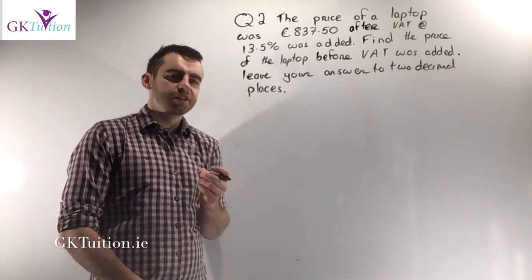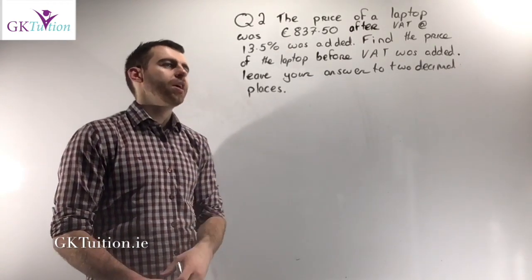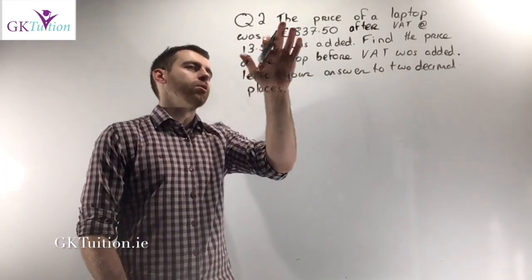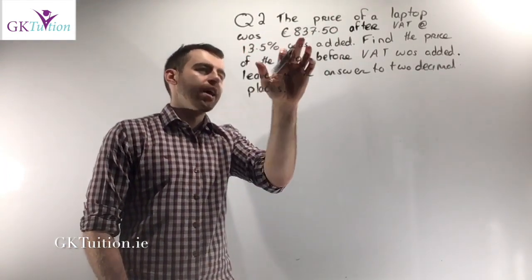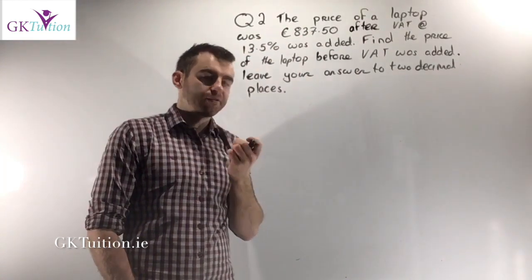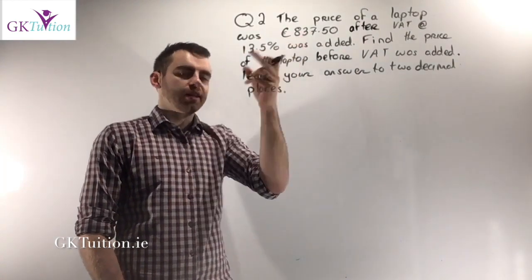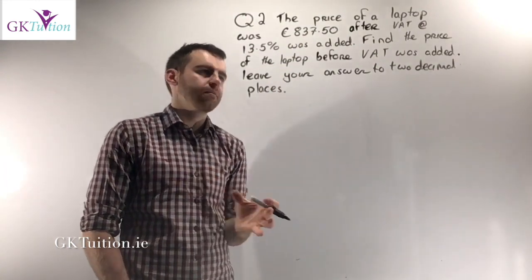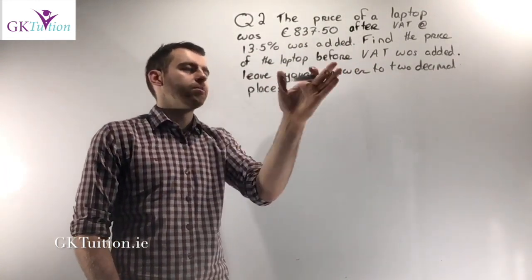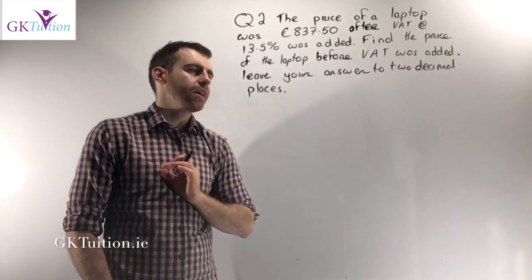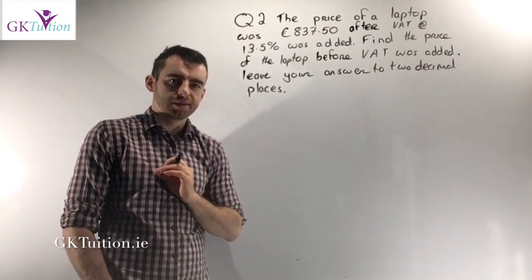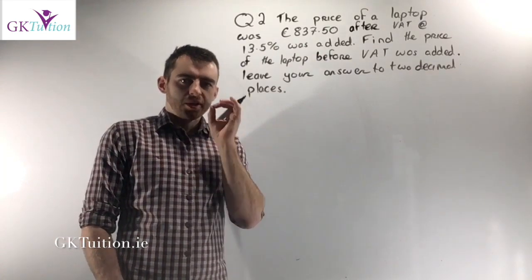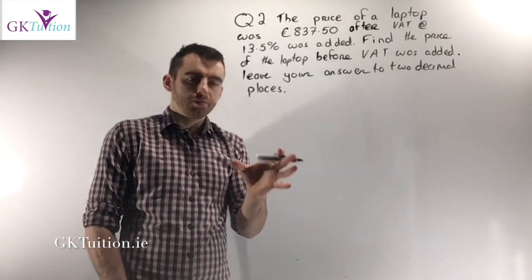The second question is identical to the first question, except we're now given the price after VAT. We're told the price of a laptop was €837.50 after VAT was added. So this is the price of the laptop plus the 13.5% of VAT. And we're asked to find the price of the laptop before the VAT was added and leave your answer to 2 decimal places.